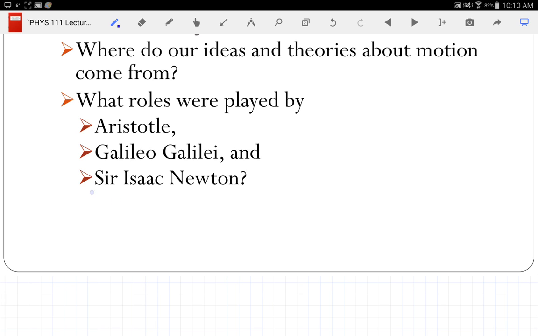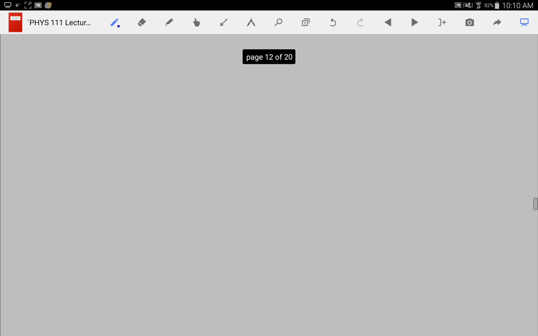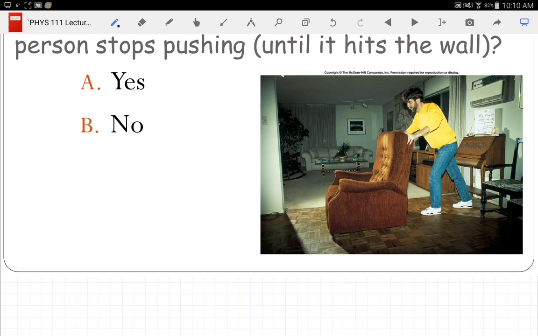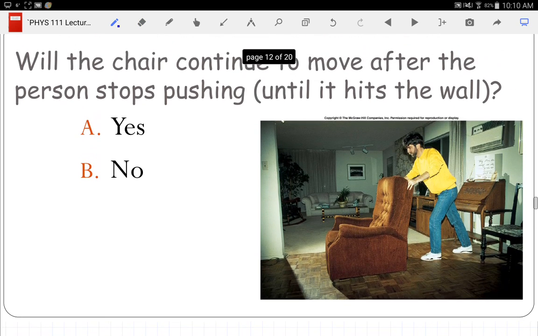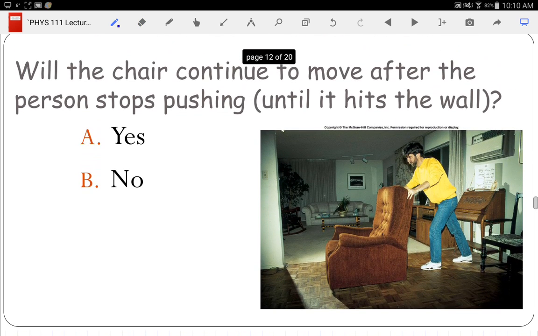And then Sir Isaac Newton came up with 3 laws that clarify the situation for us. So, of course, we spent a lot of time focusing on Sir Isaac Newton because it clarifies the situation. So, another clicker question. If you push this chair across the room, and then you stop, and it doesn't hit the wall, is the chair going to stop when you stop pushing, or is it going to keep going? So, yes is it'll continue to move. No is it will stop.